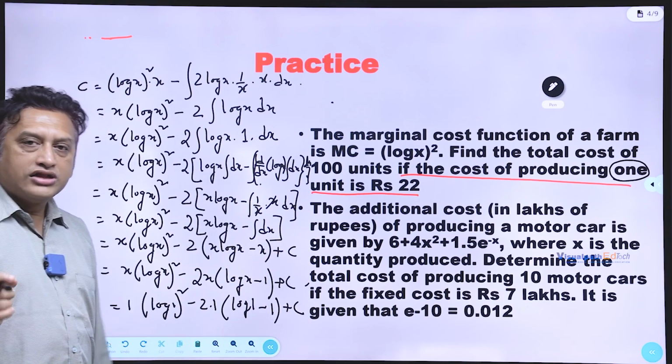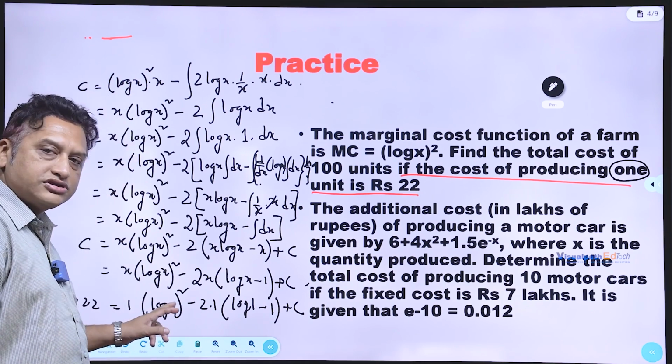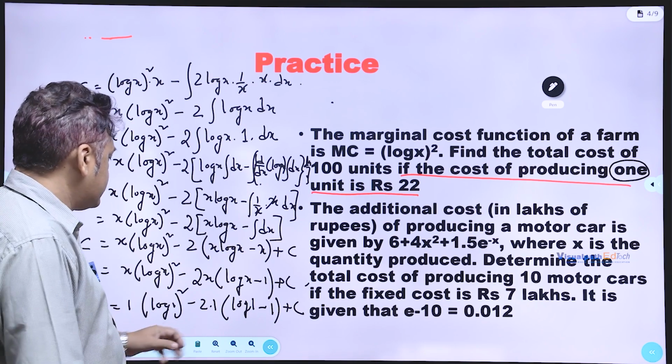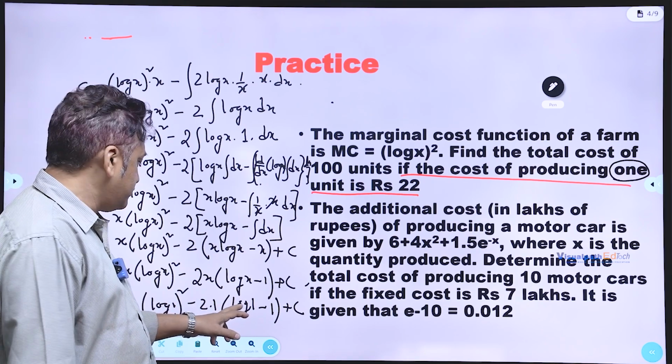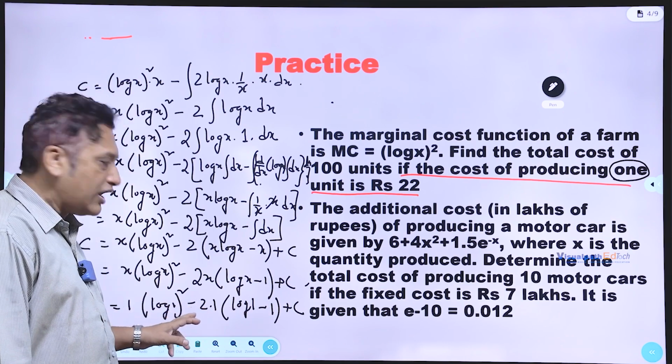So log 1's value is 0. So if log 1's value is 0, this whole thing will be 0. 0 squared will be 0. 0 into 1 will also be 0. Similarly, here we will get log 1 is 0. So we'll get only minus 1. Minus into minus will be plus 2.